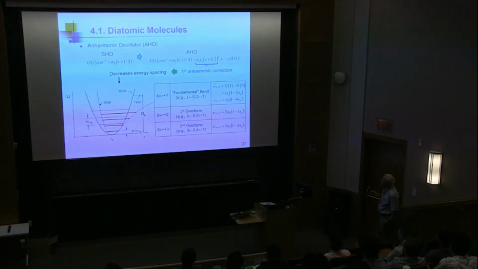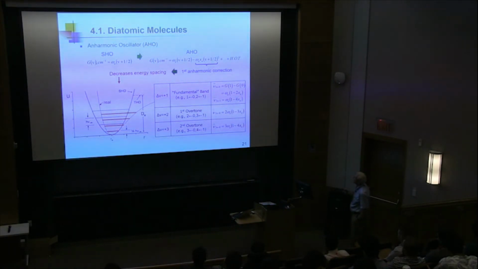This would be 0 to 1 would be G of 1 minus G of 0. If you have a rigid harmonic oscillator, x is 0, it's omega e. They're all omega e. But if you bring in the first correction here, you have to make this adjustment. So now as you go up, 1 to 2 is 1 minus 4x. Okay, delta V's of 1 are called the fundamental.